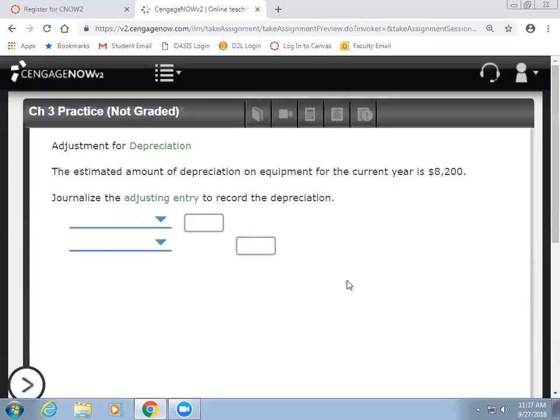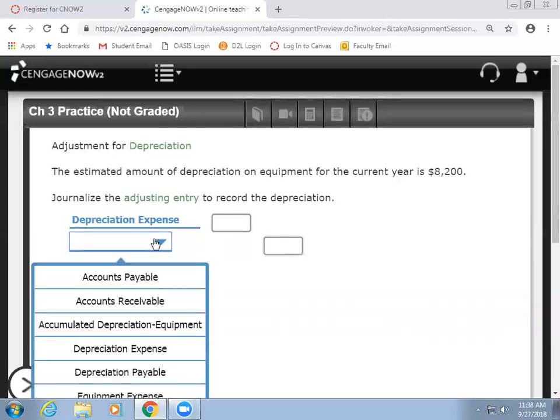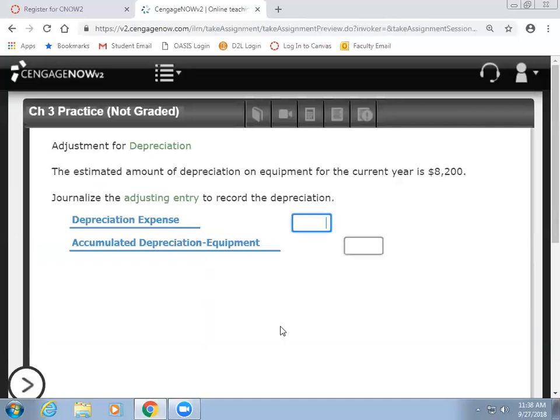Okay, number 10. This one's just another practice on depreciation. It says an estimated amount of depreciation on equipment for the current year is $8,200. What do I debit and credit to recognize depreciation? You debit depreciation expense. Perfect, good. Credit accumulated depreciation. Very good. So we debit depreciation expense, the $8,200 that they gave us, and we credit accumulated depreciation on the equipment of $8,200.